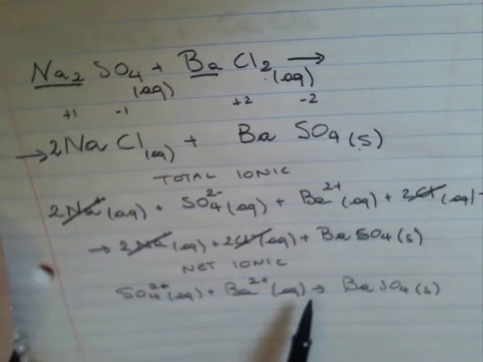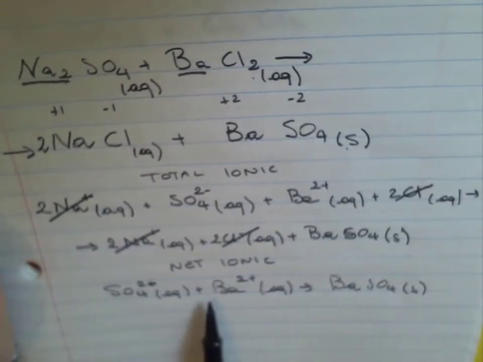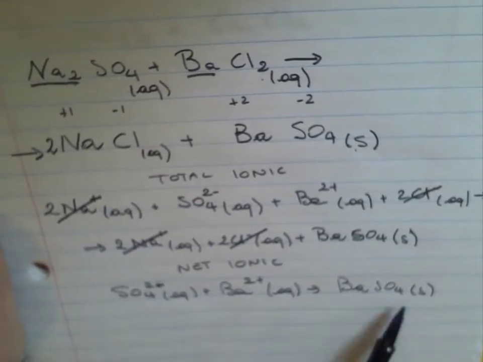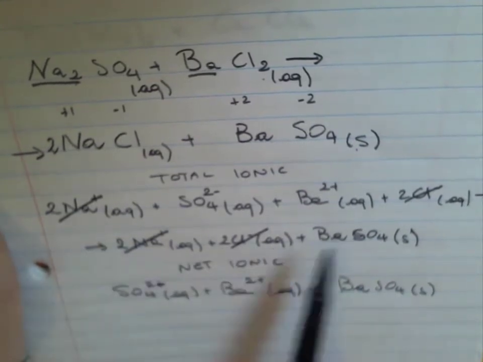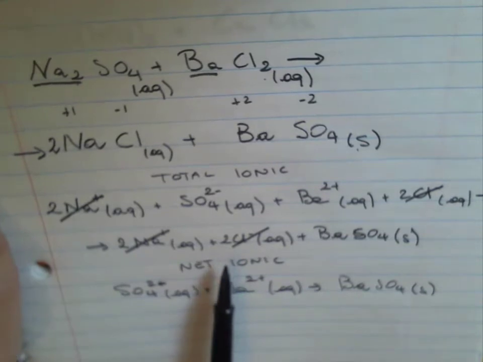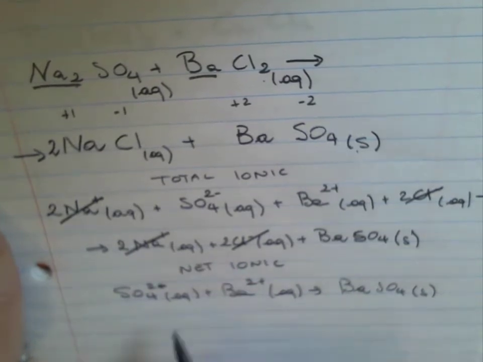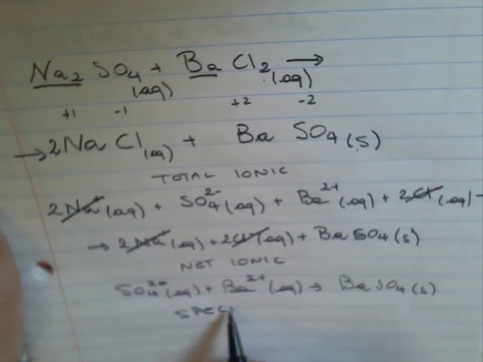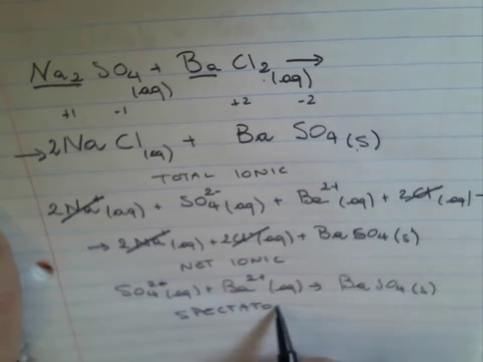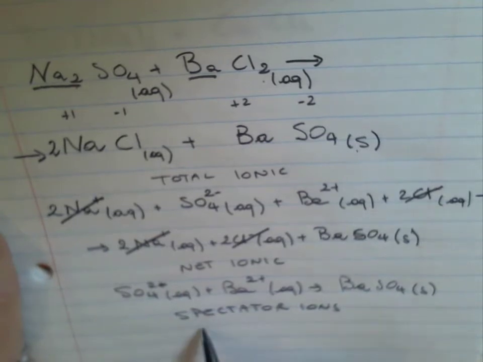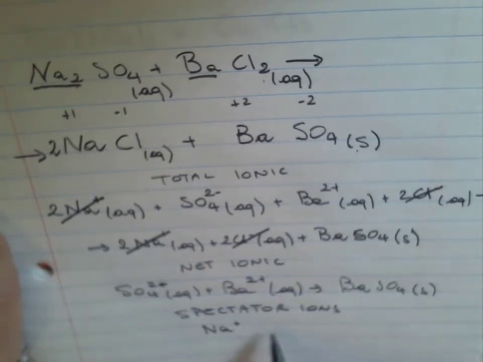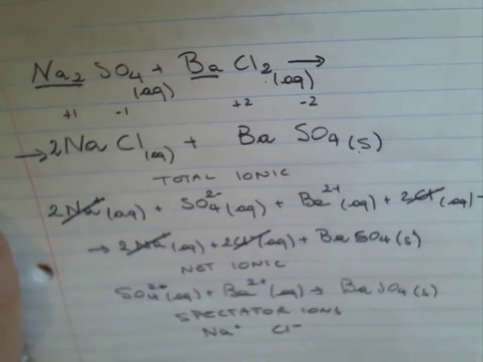The net ionic equation represents the only reaction that is happening in our container. The ions that we canceled out do not participate in the reaction, and they're called spectator ions. So the spectator ions in this reaction are Na plus and Cl minus.